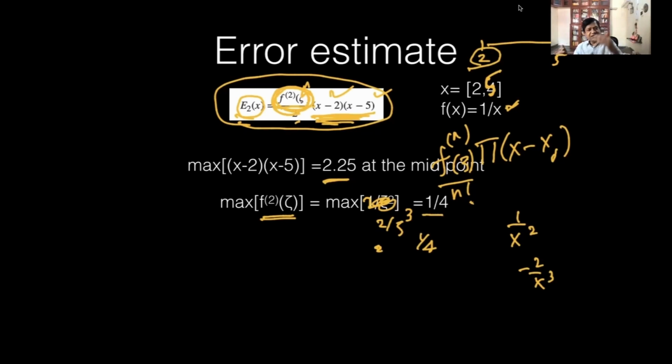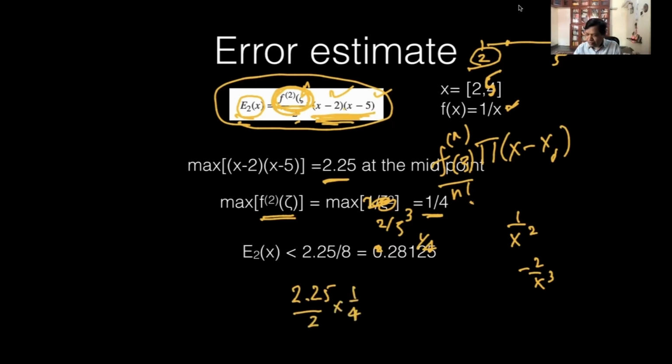By the way, this is a maximum bound. Zeta may be somewhere near 3. Then I'll get f2 zeta to be 2 by 3 cubed, which is less than 1/4. But I'm getting a bound on it. Okay? So this is called finding a bound on a calculation. So my error is bounded by 2.25, the product of this, divided by 2 into 1/4. So 2.25 by 8, which is 0.28. So error is basically bounded by this. Error will be less than this.